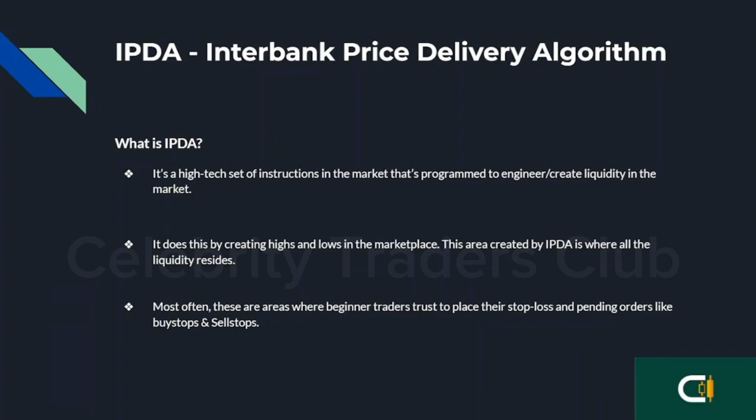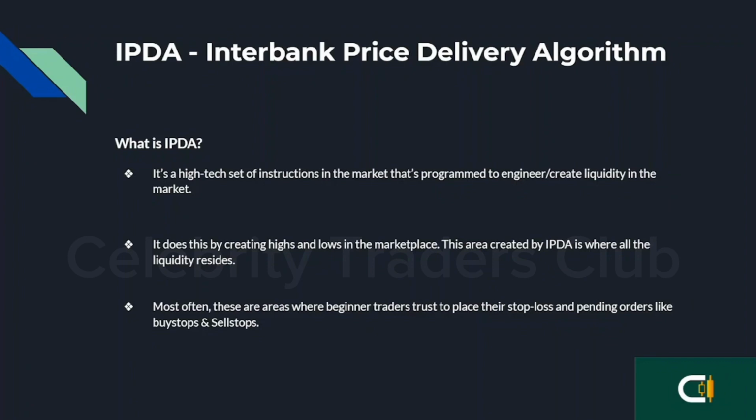The set of instructions given to IPDA by its creators is basically to create highs and lows in the market. You need to understand that these areas created by IPDA, which are the old highs and the old lows where retail traders keep their stop loss, is where all the liquidity is held. Remember, in our first course we talked about liquidity, that the market can't operate if there is no liquidity in the market. So for the markets to run, liquidity must be created.